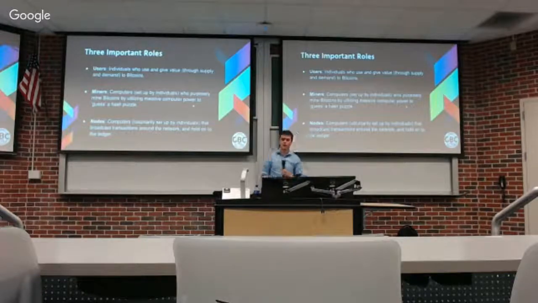And then the last part is our nodes. Nodes are computers, again, that are set up by individuals. What these do is they keep track of all the different transactions that are created in the network. So whenever I create a transaction or send somebody Bitcoin or cryptocurrency, that transaction gets broadcast to all the nodes in the network.